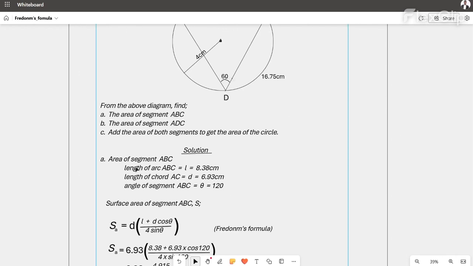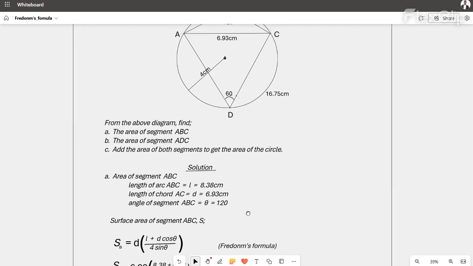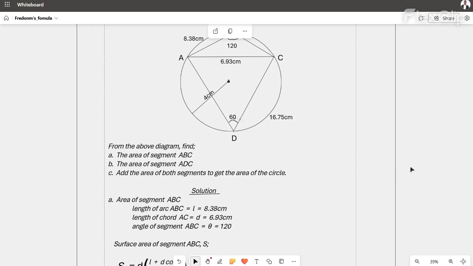Now let's solve question 1, area of segment ABC. First we'll list the parameters, then we'll solve for the area of this minor segment to be precise. Length of arc ABC, let's call it L, is equal to 8.38 centimeter. This is the length of arc, as I said earlier. Then length of chord AC, let's call it D, is equal to 6.93 centimeter.